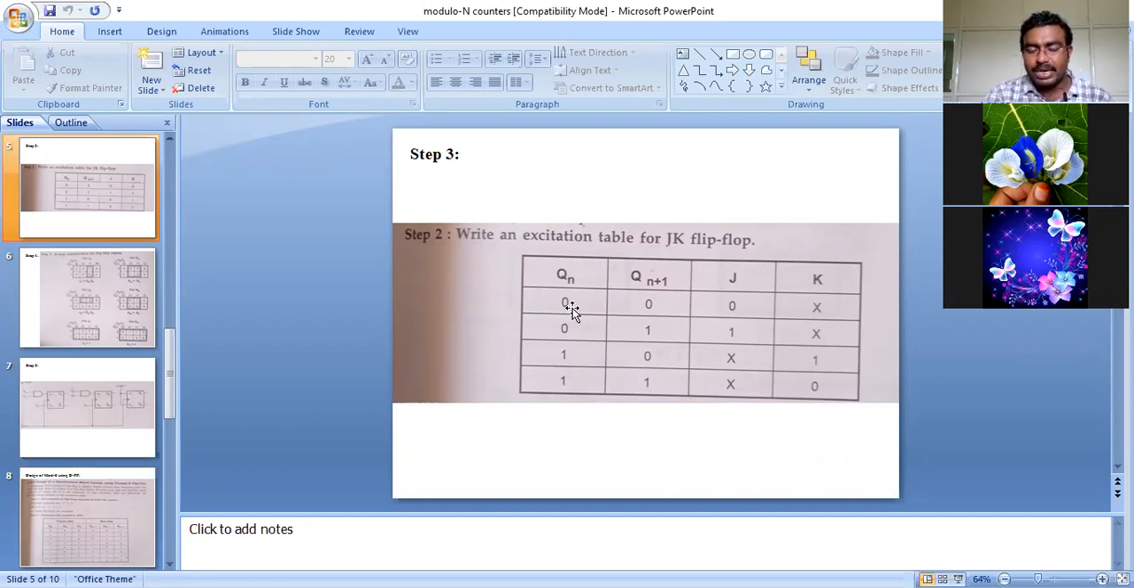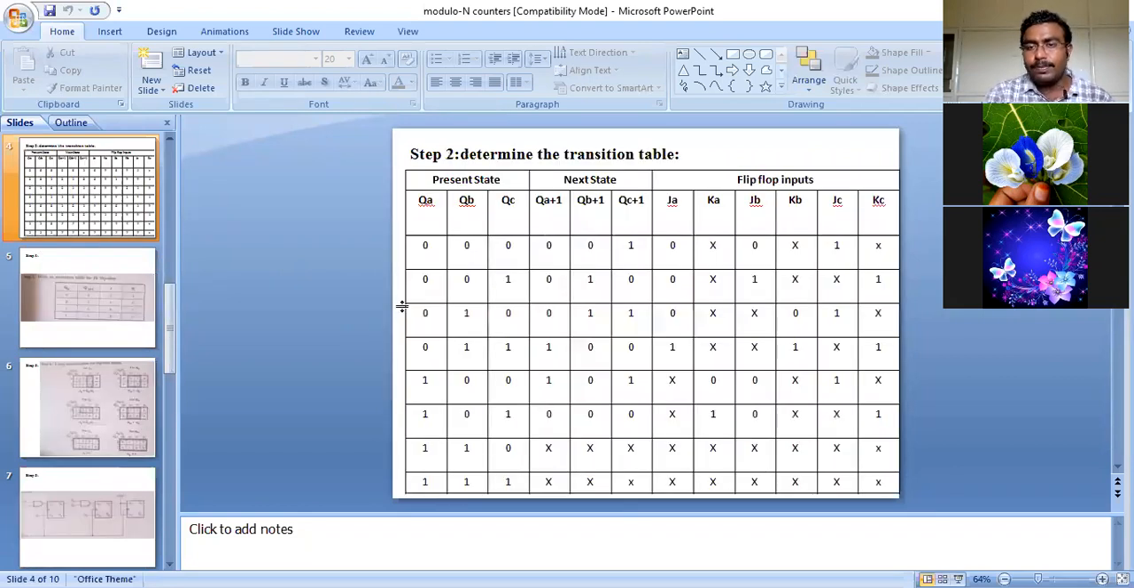When my present state and next state are 0, 0, my J and K values should be 0, don't care. When the present state and next state are 0 and 1, my JK value should be 1, don't care. When they are 1 and 0, the JK value should be don't care and 1. When they are 1 and 1, the JK value should be don't care and 0. Keep this in mind, students, because unless you know the excitation table values, it is highly impossible to find the flip-flop inputs.